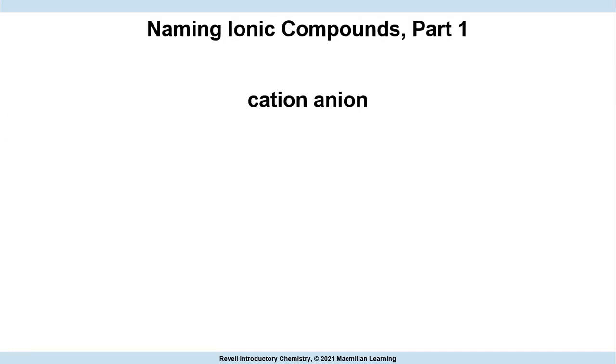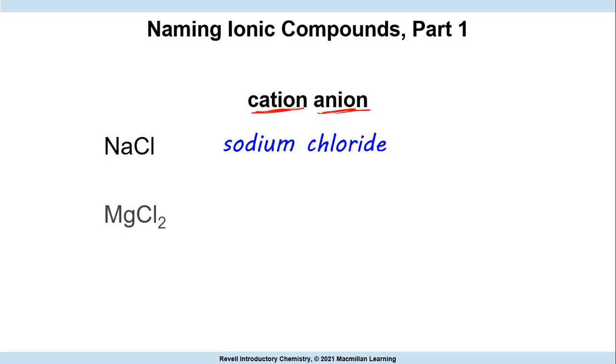Now let's see how we can name ionic compounds. So for us to name ionic compounds, the cation is always named first before the anion. So for this compound, this is a compound that is made from sodium and chlorine. So you are going to name it sodium chloride. So the name of the first atom remains the same, but the name of the anion is changed to -ide. So this is sodium chloride.